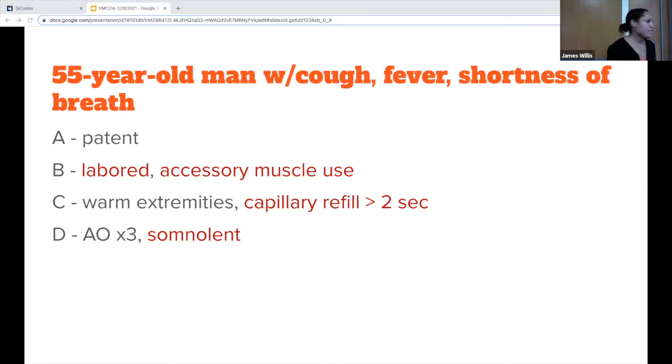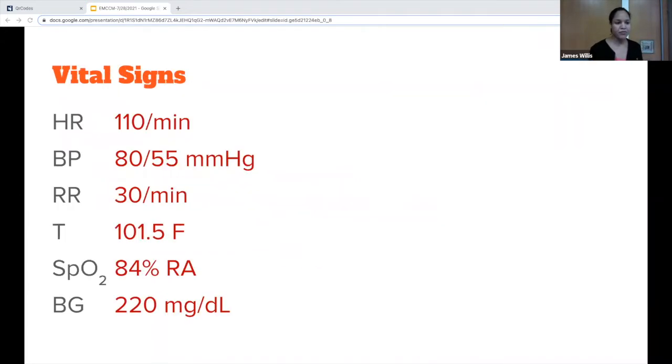going through the ABCs very quickly. He's got a patent airway. His breathing is labored. He's using accessory muscles. His extremities are warm, however, his capillary refill is more than 2 seconds. And for D, he's alert, he's oriented, but he is a bit somnolent.